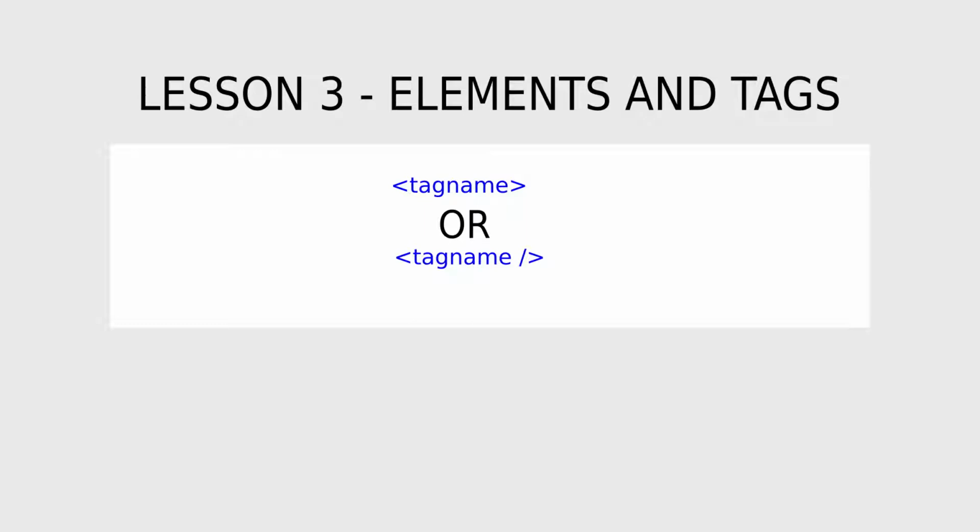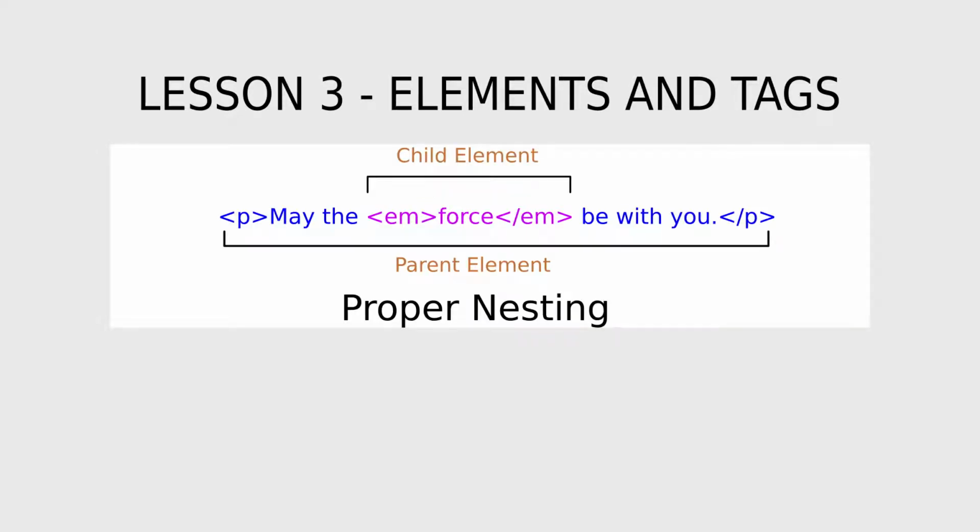An interesting point to note is that elements can have other elements as their content. This is called nesting of elements. In this case, the element within the content is known as a child element and the element surrounding the content is called the parent element. There is a rule that the parent element should completely enclose the child element. This is called proper nesting.